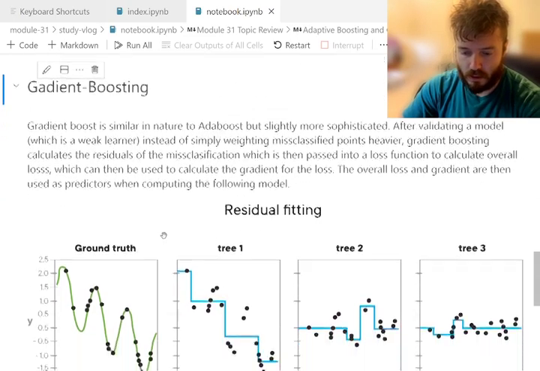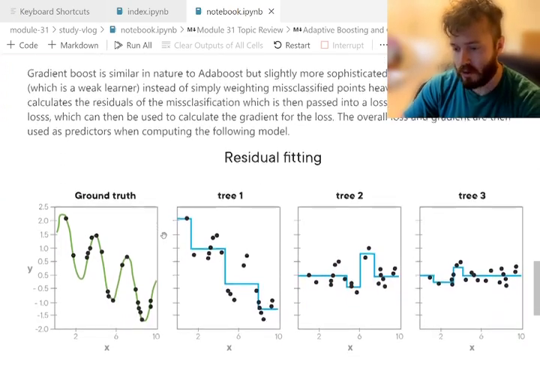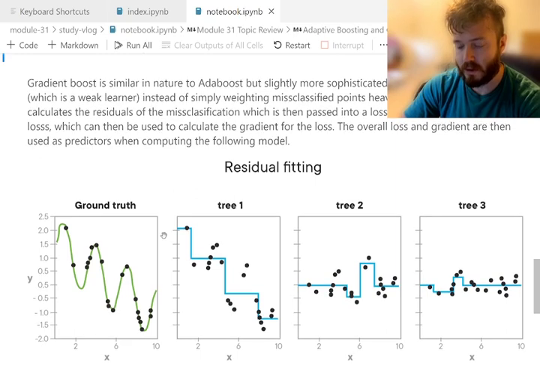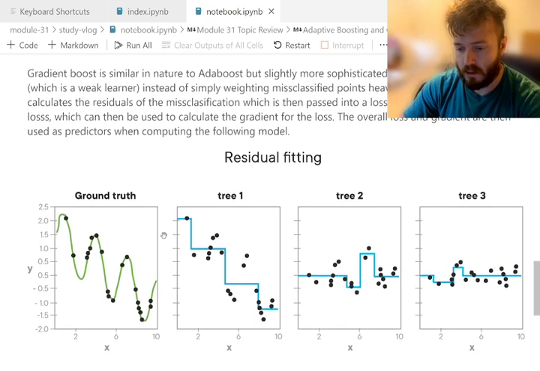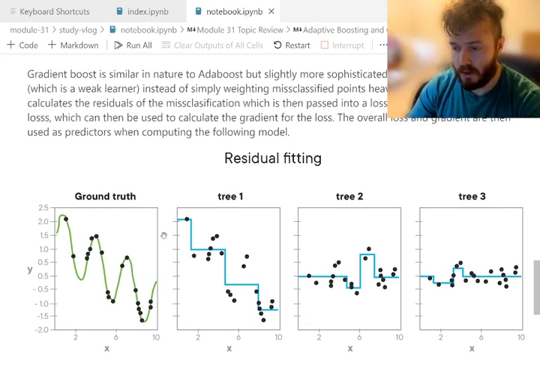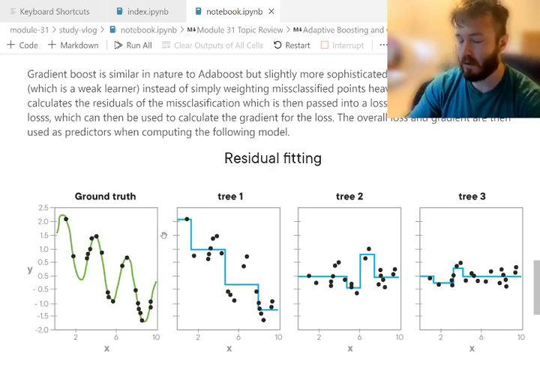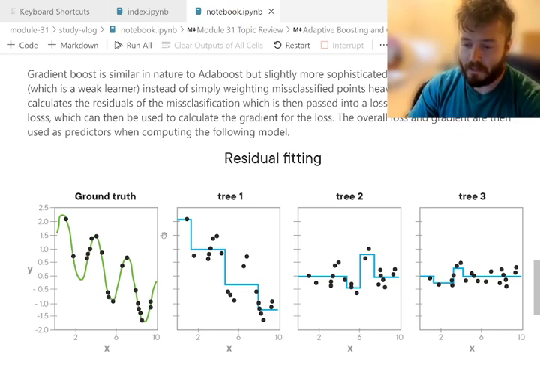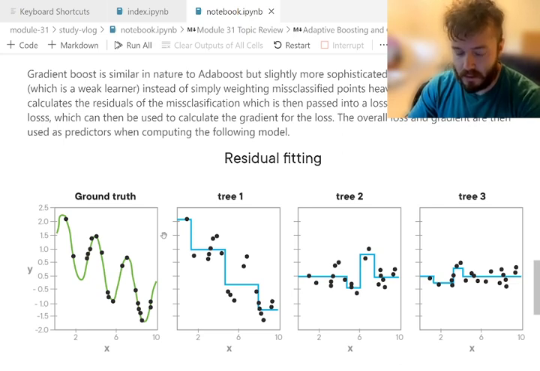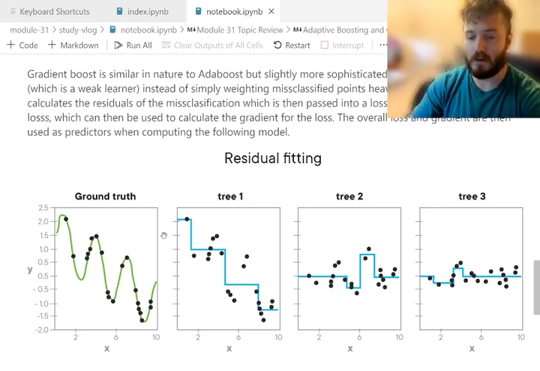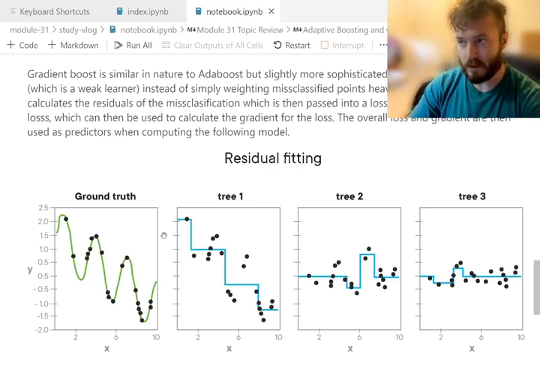In addition to AdaBoost, we have gradient boosting, which is a little bit more complex. It's similar to AdaBoost, but the difference is that after validating a model, gradient boosting also uses weak learners, and instead of just weighting the misclassified data observations more heavily, it actually calculates the residual of the misclassification.